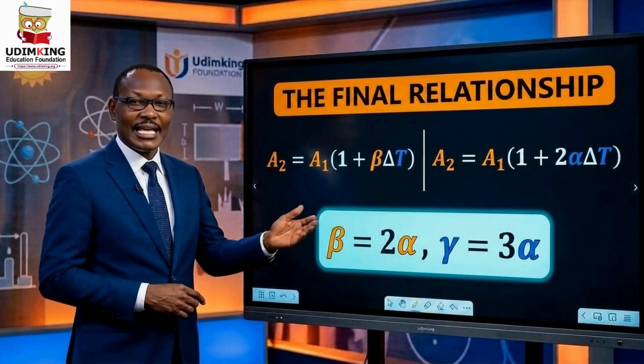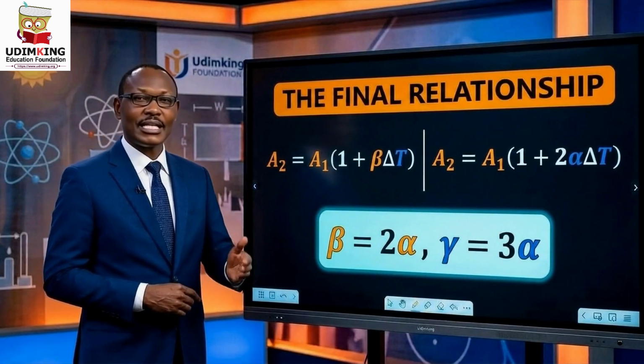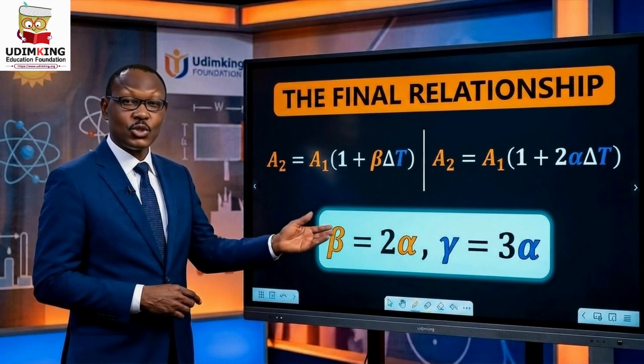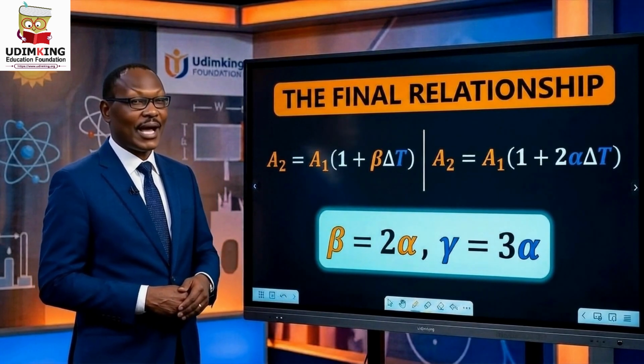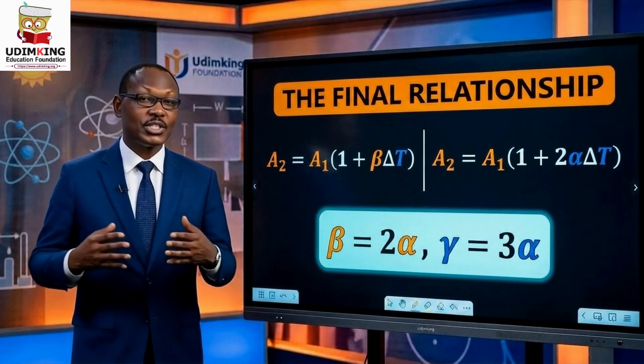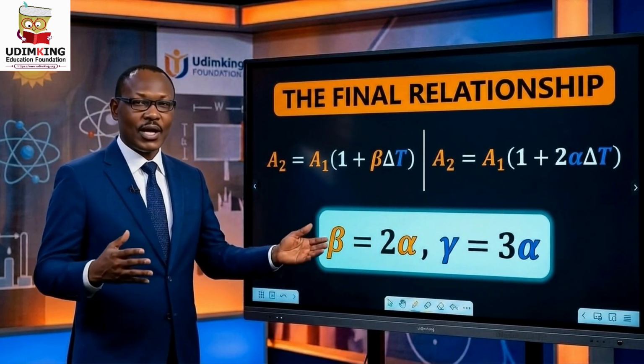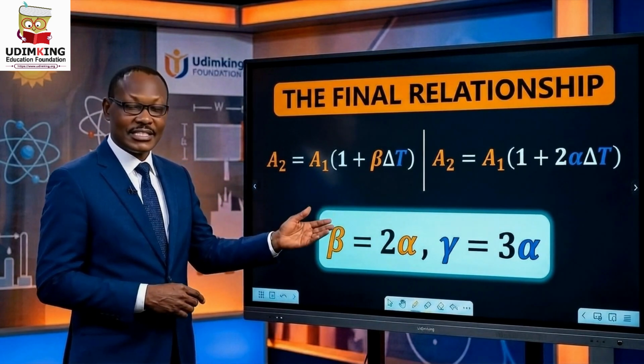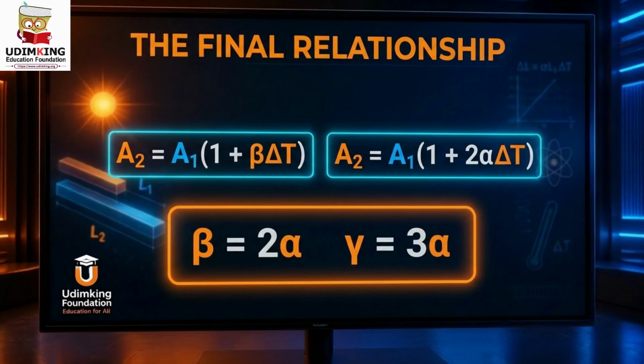Now for the grand finale, let's bring back our fundamental area expansion formula from the last lesson: A2 equals A1 into the bracket 1 plus beta delta T. Let's lay it side by side with the equation we just derived: A2 equals A1 into the bracket 1 plus 2 alpha delta T. Look at them, they are completely identical in structure. By directly comparing these two expressions, we can confidently conclude that beta is equal to 2 times alpha. This explicitly proves that superficial expansivity is exactly twice the value of linear expansivity.